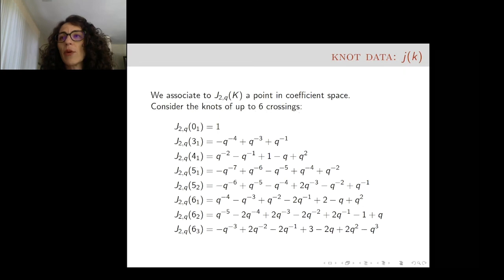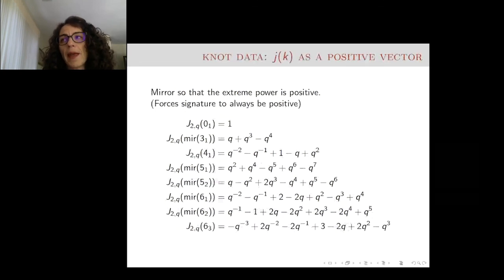So I want to get a vector out of these coefficients. One choice we made that's maybe not the best choice, and we're working on it, but we did mirror the Jones polynomial so that the extreme power is positive, and in turn that actually forces the signature to be positive. So here's where we use the mirrors.